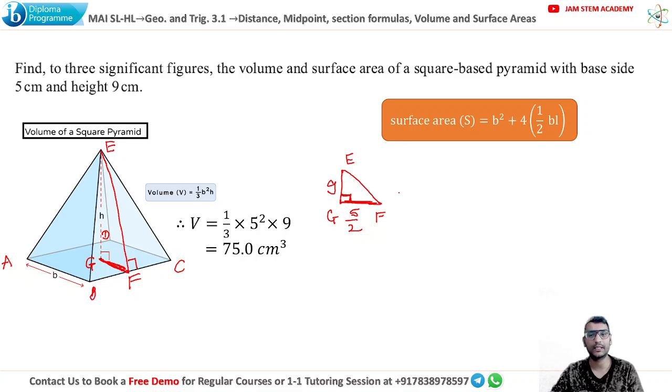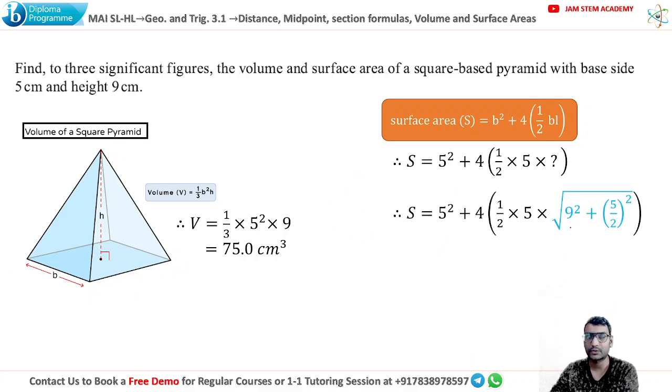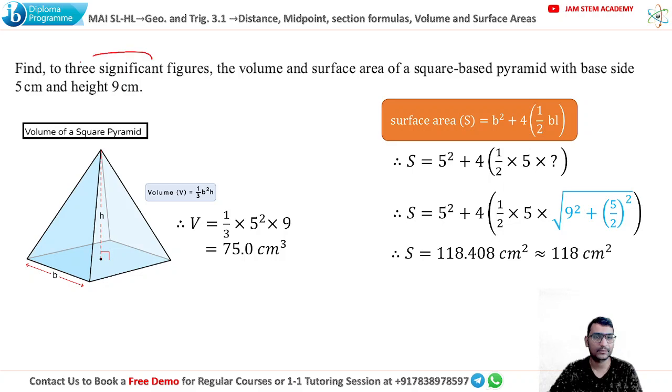And hence, once we get the length EF, we can plug in that value in the half into base into height formula. Okay, so let's use this. So we know we have to look for this height, which is given by the Pythagoras theorem. Okay, from this point to this point. So given by square root of 9 squared plus 5 by 2 whole squared. Now you have everything. Just plug in these values either in your calculator or do it manually, and hence you will get your surface area as approximately 118 for 3 significant figures.